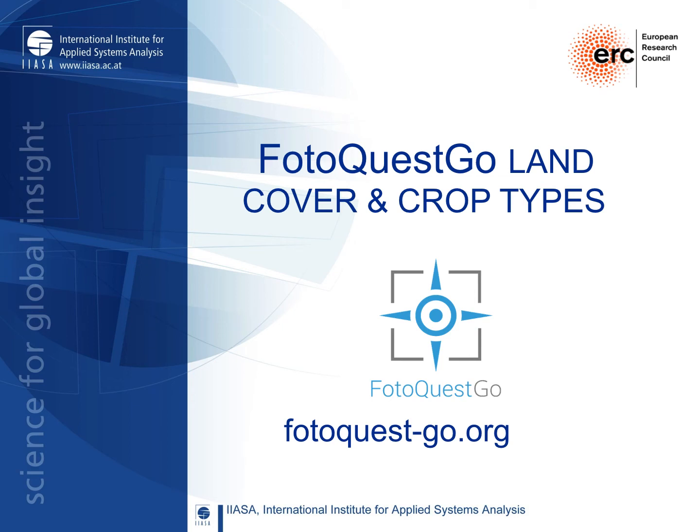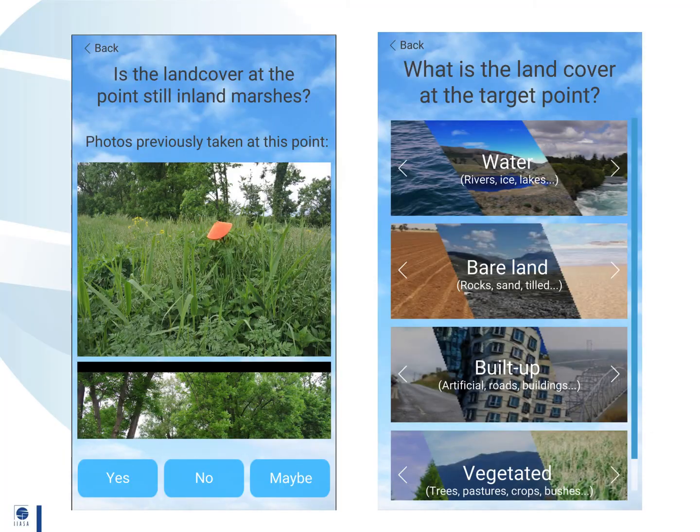This video is designed to help you identify different land cover and crop types you may encounter while using the FotoQuest Go app. We recommend you watch this video after you see our How It Works video. Once you're at the point indicated in the map of the FotoQuest Go app, you will receive data from 2015 for that location that includes land cover information and photos.